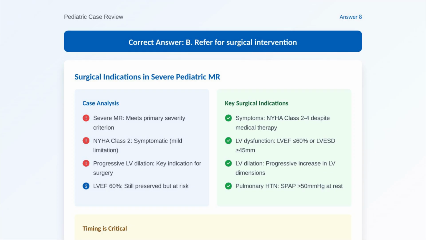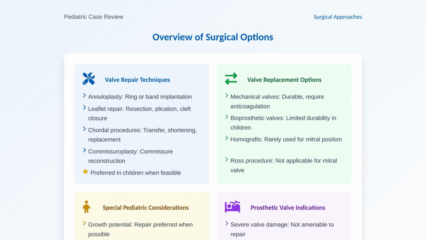Although the left ventricular ejection fraction of 60% is still within the normal range, the progressive dilation suggests that ventricular function is at risk and intervention is warranted before significant dysfunction develops. This table provides a comprehensive overview of the surgical approaches for mitral regurgitation in pediatric patients.